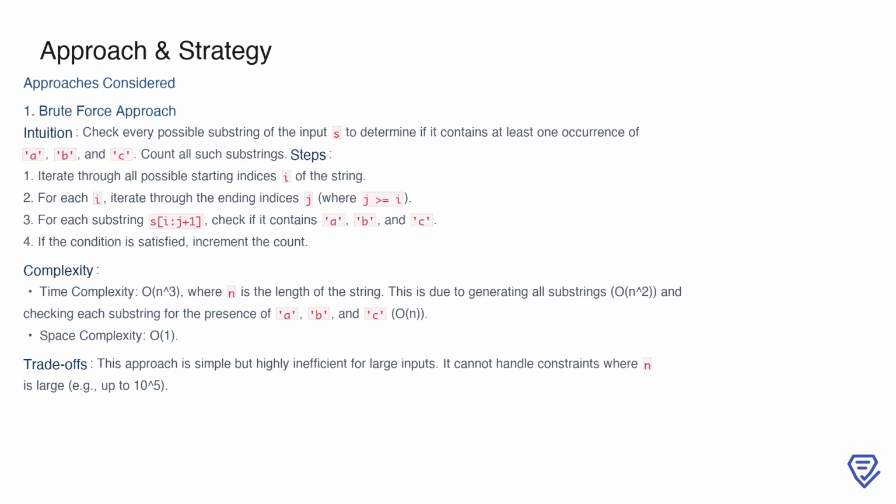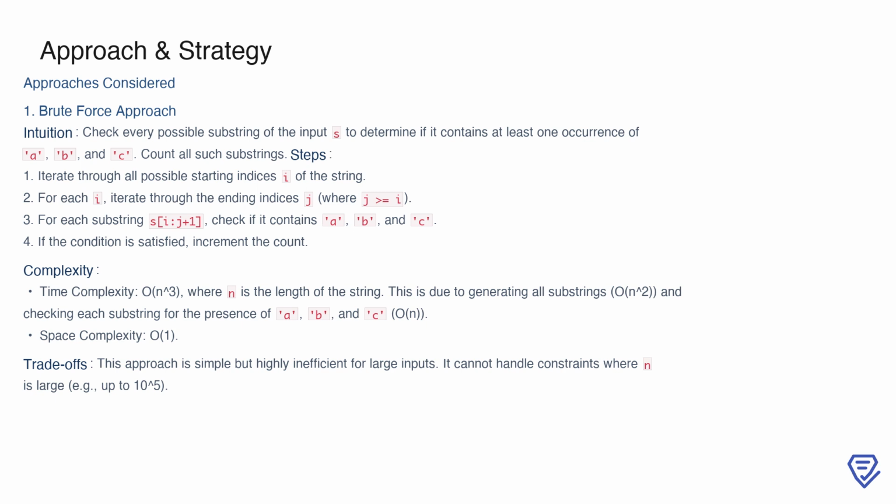To begin, the brute force approach relies on a straightforward but computationally expensive strategy. The idea is to examine every possible substring of the input string S and check if it contains at least one occurrence of the characters A, B, and C. This involves iterating over all possible starting indices and, for each starting index, iterating over all possible ending indices to generate substrings. Each substring is then checked for the presence of all 3 characters. While this method is simple to implement, it has a cubic time complexity of O(n^3), where n is the length of the string.